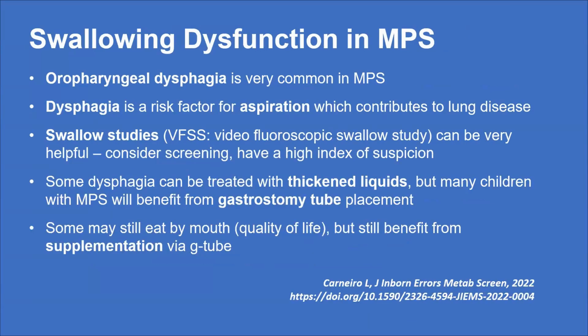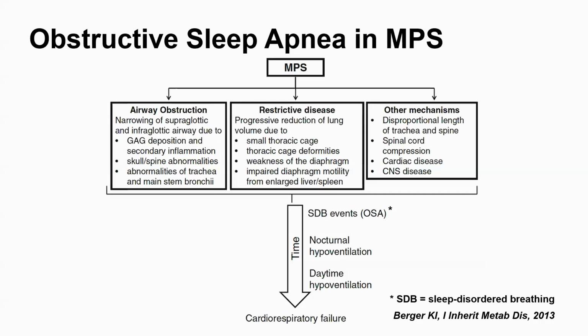Obstructive sleep apnea. I think of all the things I've already talked about. You have MPS, you have airway obstruction, the different things we talked about, restrictive disease, other things like spinal cord compression, heart disease, neurologic impairments. All these can lead to sleep disordered breathing or sleep apnea, which can lead to hypoventilation at night and then daytime hypoventilation. Over time, that can lead to strain on the heart, progressive heart failure, and can be a big deal. So we take sleep apnea very seriously, and it really is something that over time can become worse.